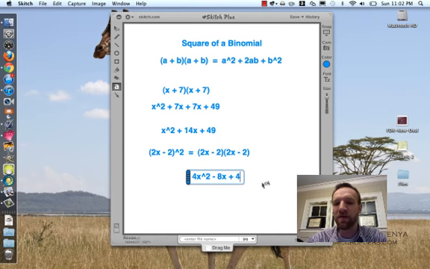If you don't quite understand that, try multiplying this out using FOIL and simplify it and see if you get the same answer. I think you will.